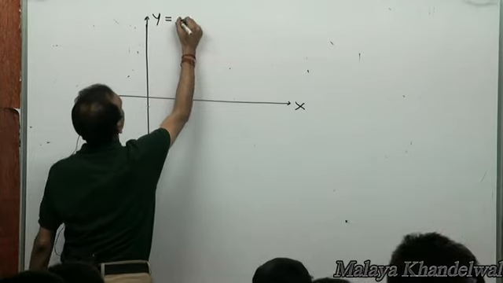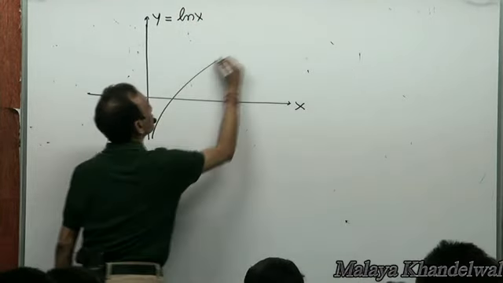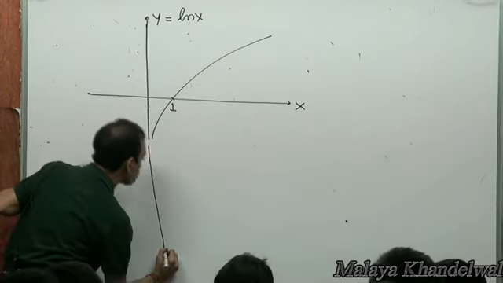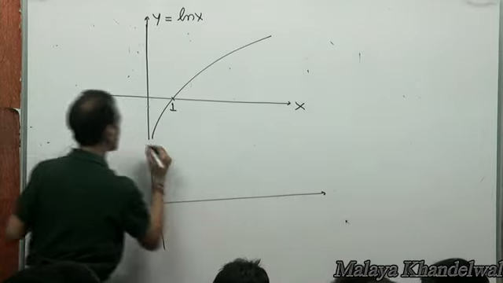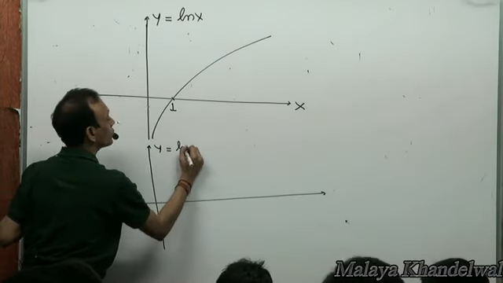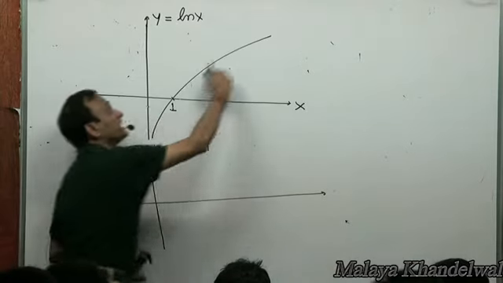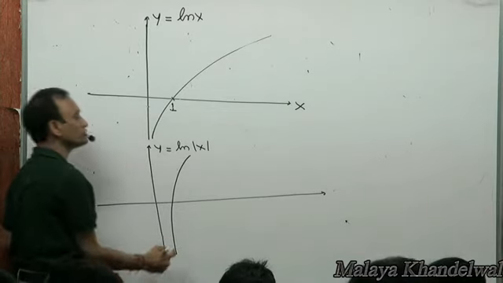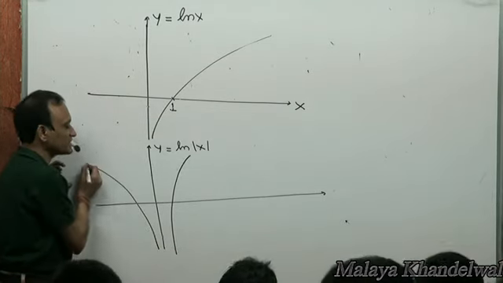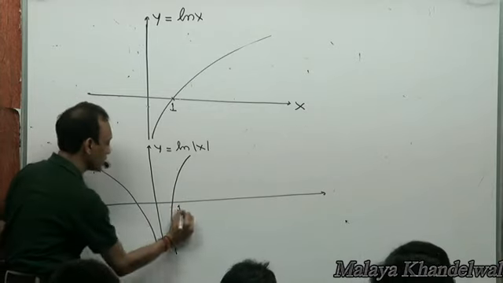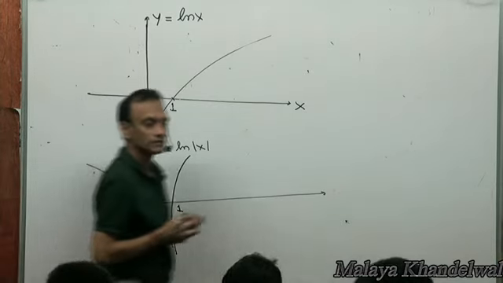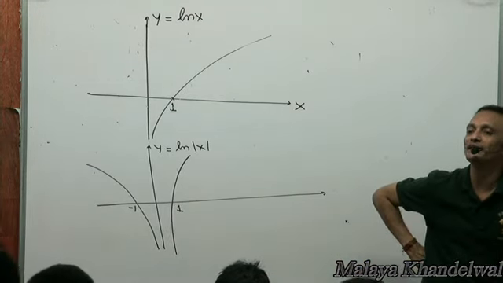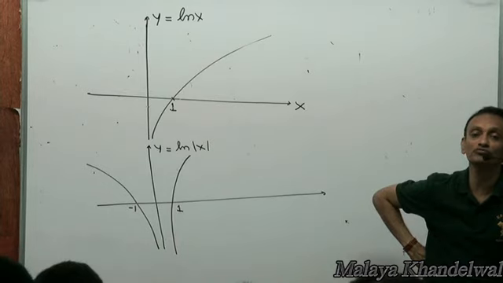Say y equal to log x. This is the graph of y equal to log x. Now I want to draw log of mod x. I will retain this portion, right? Retain the portion to the right of the y-axis and reflect the same about the y-axis. So if this will be plus 1, this will be minus 1. Retain the portion to the right of the y-axis and reflect the whole thing about the y-axis. That will give you the graph of y equal to log of mod x.